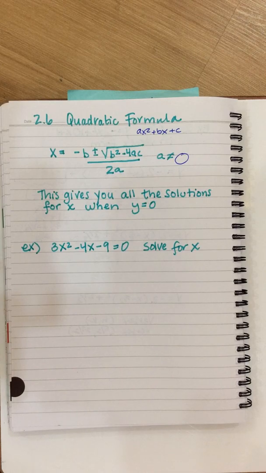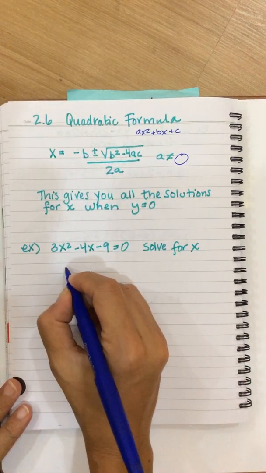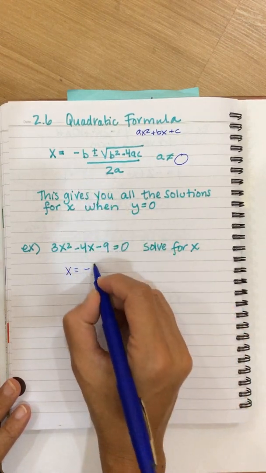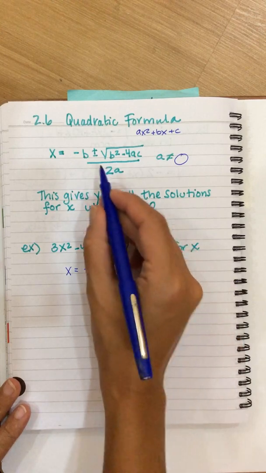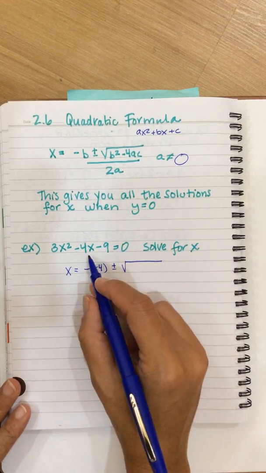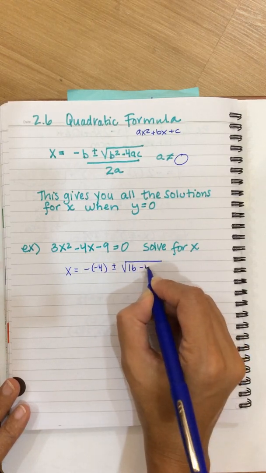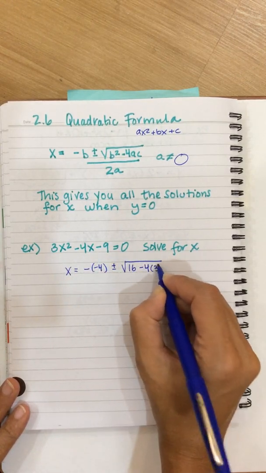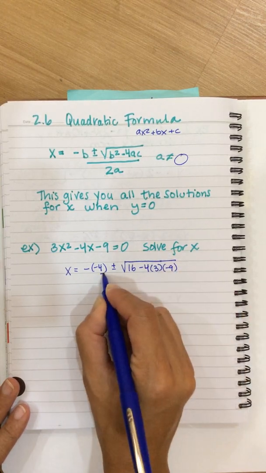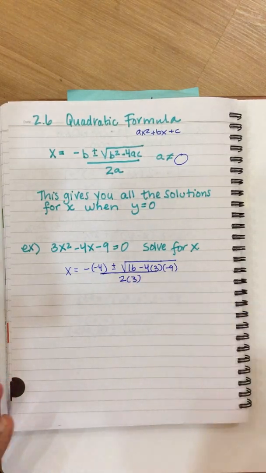3x squared minus 4x minus 9 equals 0. Solve for x. Now instead of rearranging and doing everything, I can just use the quadratic formula. x equals negative b, so negative of negative 4, plus or minus the square root of b squared. Well, b is negative 4, b squared is 16, minus 4 times a, which is 3, times c, which is negative 9, all over 2 times a, which is 3.